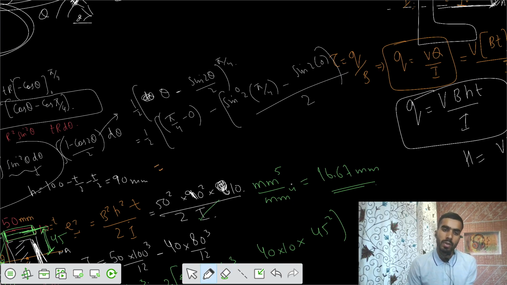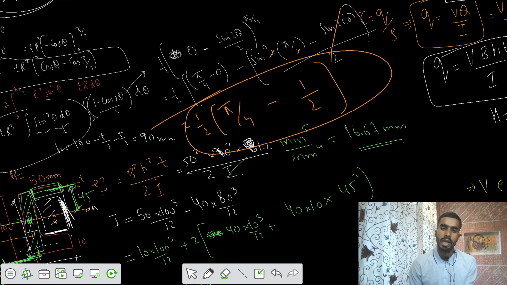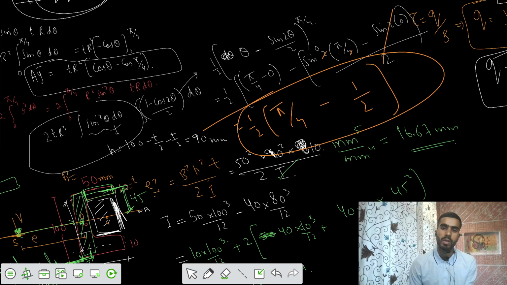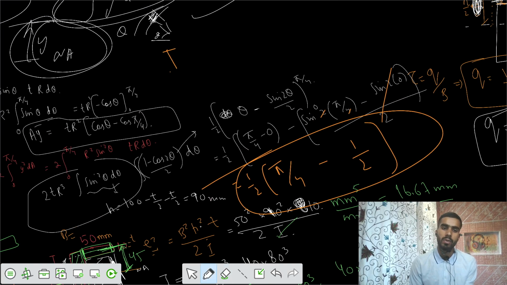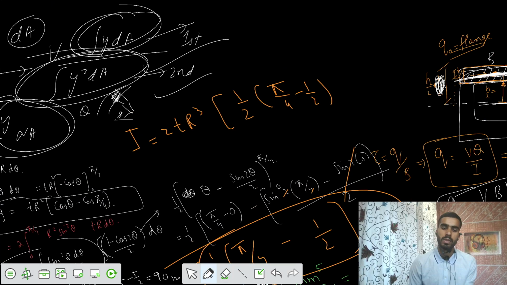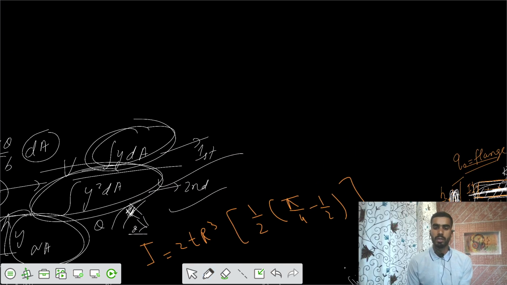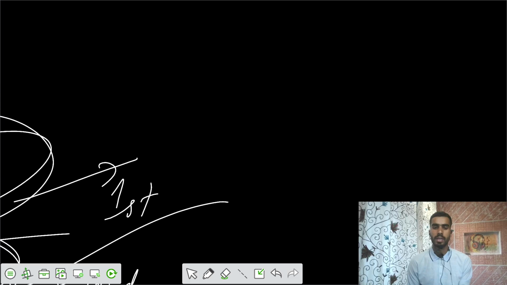So you can solve that: 1 by 2 of pi by 4, minus you have this pi by 2, so that's the value of 1 by 2, and this one is 0. So we got this value of 1 by 2 pi by 4 minus 1 by 2, and we already have that 2tr cube, so we can write I equals 2tr cube, and the value of that integral equals 1 by 2 pi by 4 minus 1 by 2. So that is the final value of I, and now we can calculate the shear flow equation we have. So let's write that shear flow equation.